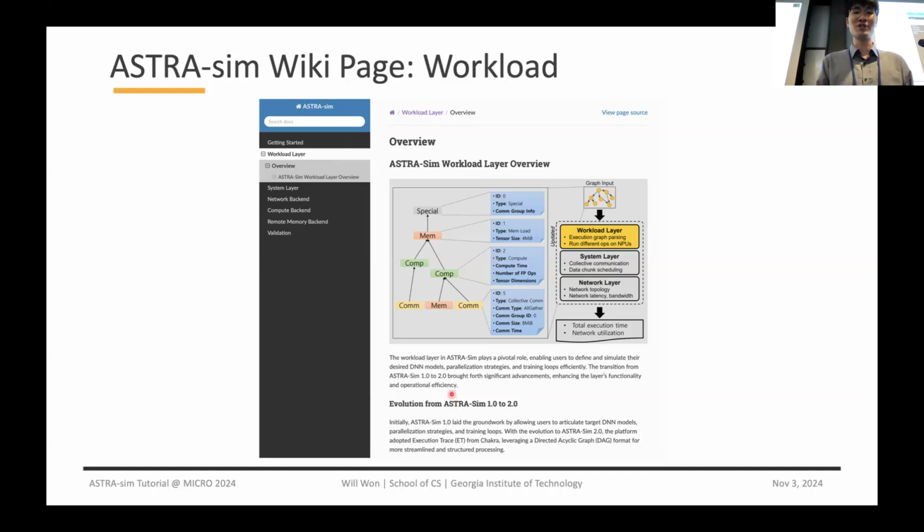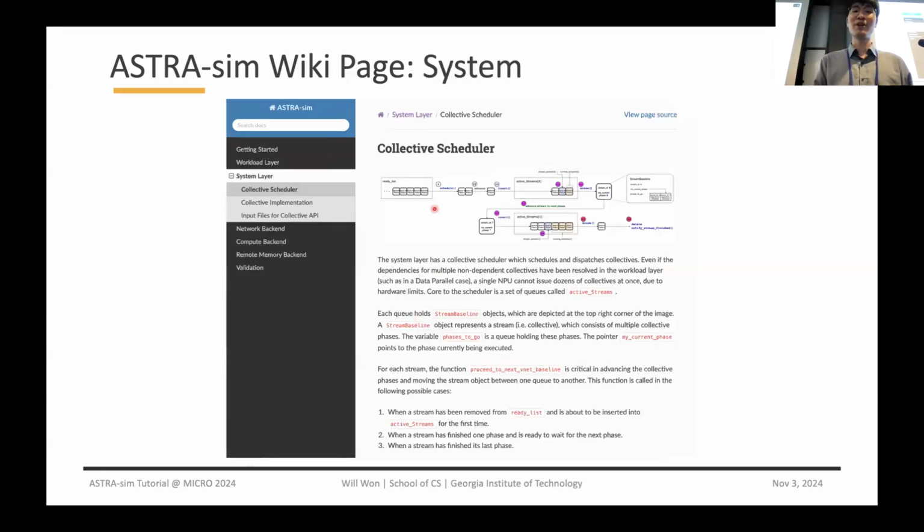So again, if you have any questions, you may just go and check the ASTRA-sim Wiki page for specific layers or behaviors. System layer as well, we are trying to explain some things in more detail that's not covered in this demo. For example, how we're actually scheduling the collectives, how we are managing those inter and intra-level collective schedules, as well as the documentation about how we're simulating the custom collective plans.